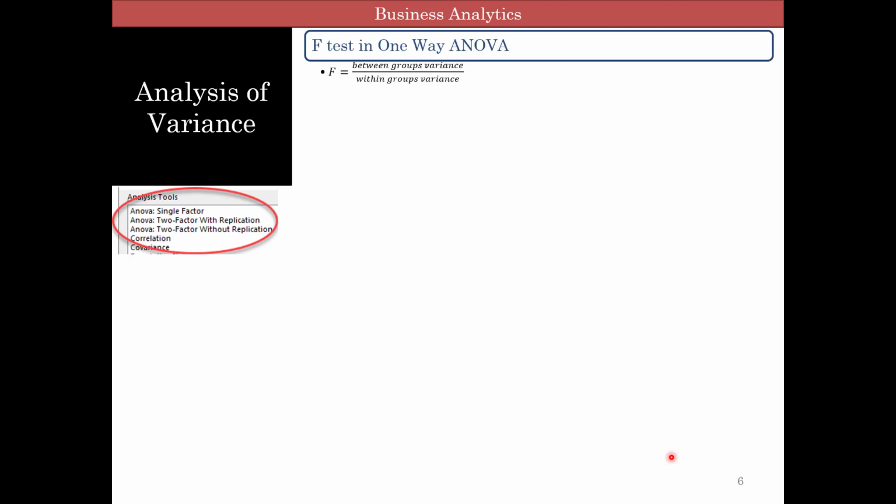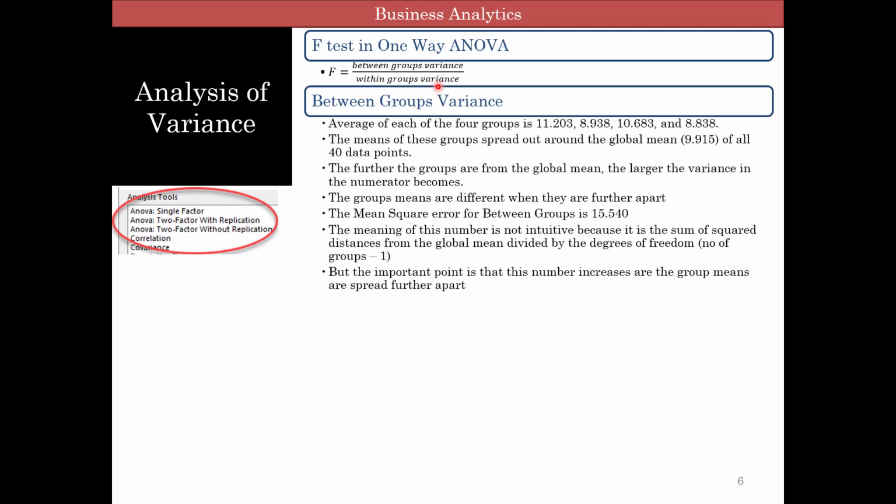So your F value is basically your between group variance divided by your within group variance. Your between group variance, or the numerator: we talked about the average for each of these groups being 11.2, 8.9, 10.6, and 8.8. The means of these groups are spread around, some of them above the global mean of 9.91, some of them below. The further the groups are from the global mean, the larger the between group variance in the numerator. So further away, let's say we had a 15 and we had a 6, this numerator would become larger. The group means are different when they are further apart.